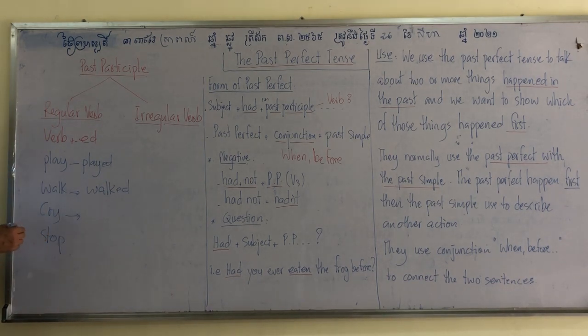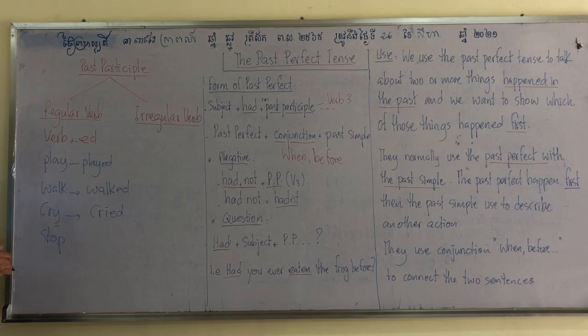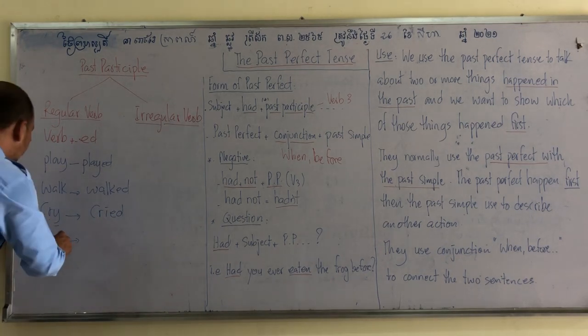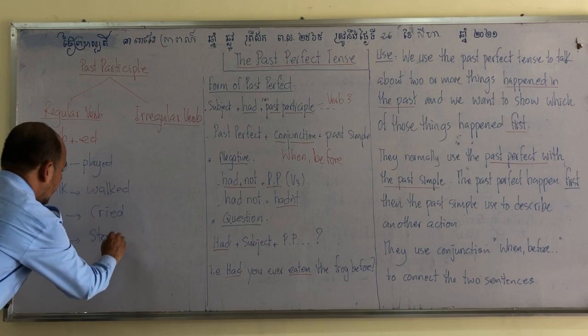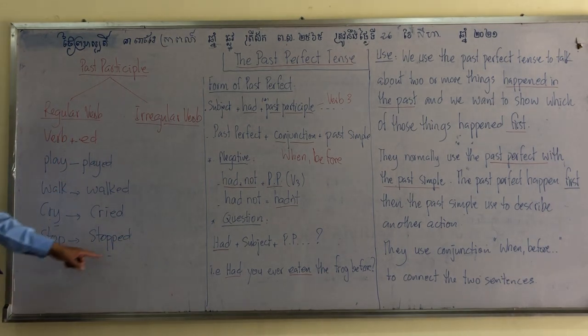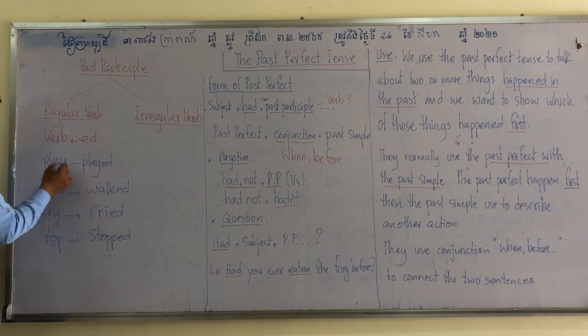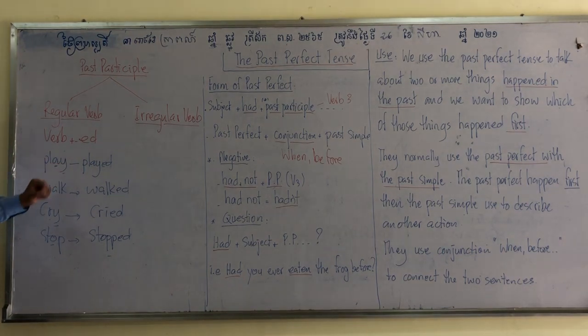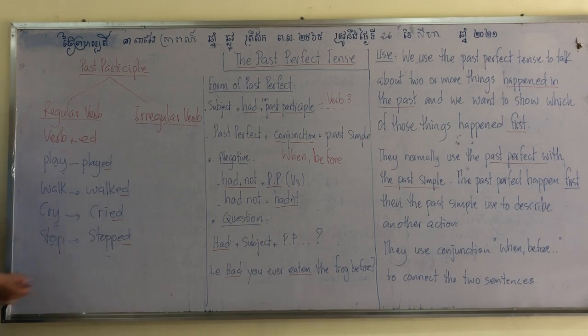Cry is a regular verb that ends with y, but the letter next to y is a consonant, so we need to change y to i and add ed. For stop, one syllable, one vowel, when you want to add ed, you need to double the consonant, so double p and add ed. And play, we do not change y to i because y is next to a vowel. So all the verbs that we add only ed to, we call regular verbs.